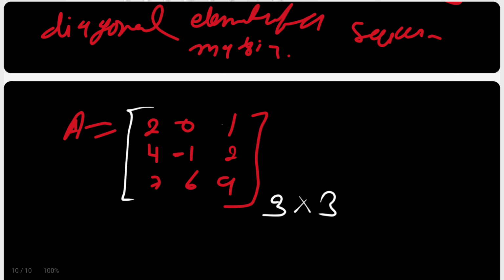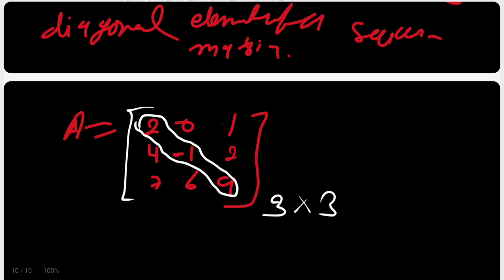Now we see this is a square matrix, because this is a 3 cross 3 matrix. The rows and columns are equal, so it is a square matrix. Only in a square matrix do we get the diagonals. So let's see the diagonals. I have to use some other pen. This 2, minus 1 and this 9 are our principal diagonals.